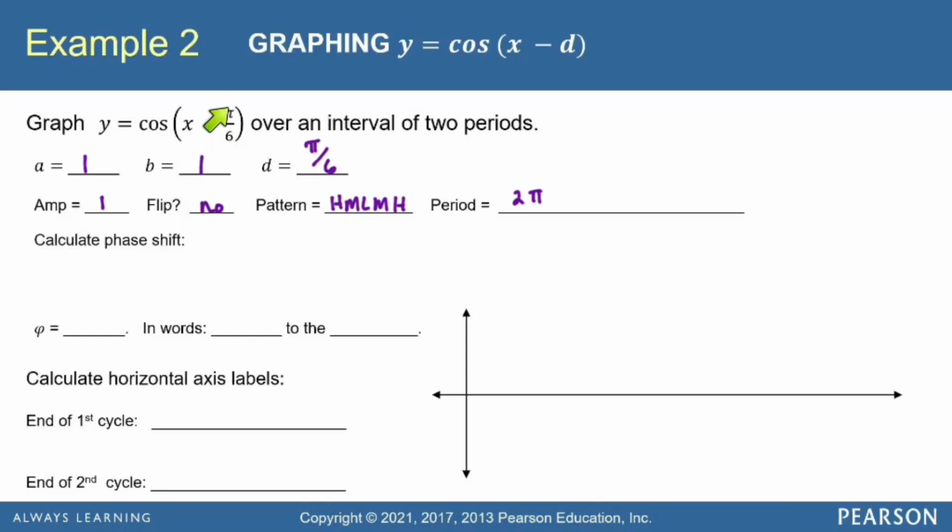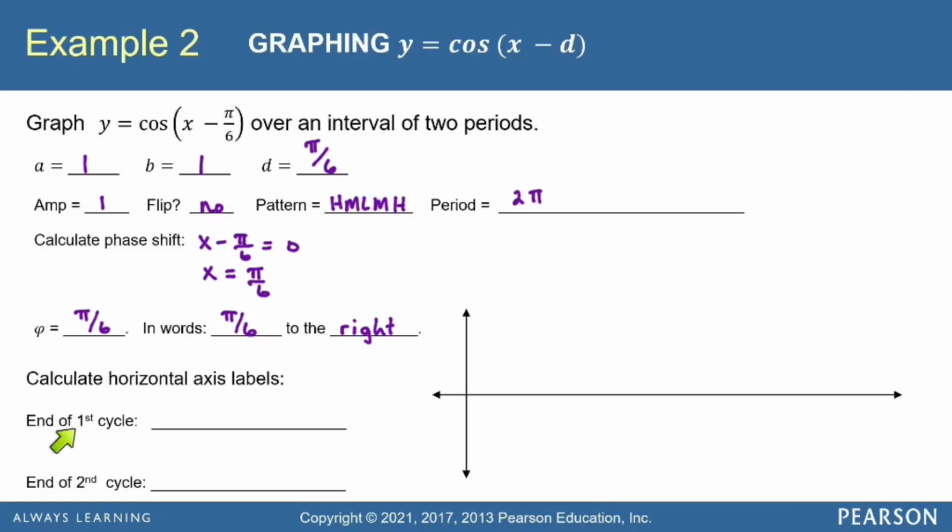And now because we have a number in the D position, we know there's going to be a phase shift. And you know that the way to calculate phase shift is to take whatever's in the parentheses and set it equal to 0. Okay, this one's easy to solve. So all we have to do is add pi over 6 to both sides, and we end up with x equals positive pi over 6. That means our phase shift, phi, is positive pi over 6. And in words, that means that the phase shift is pi over 6 radians to the right.